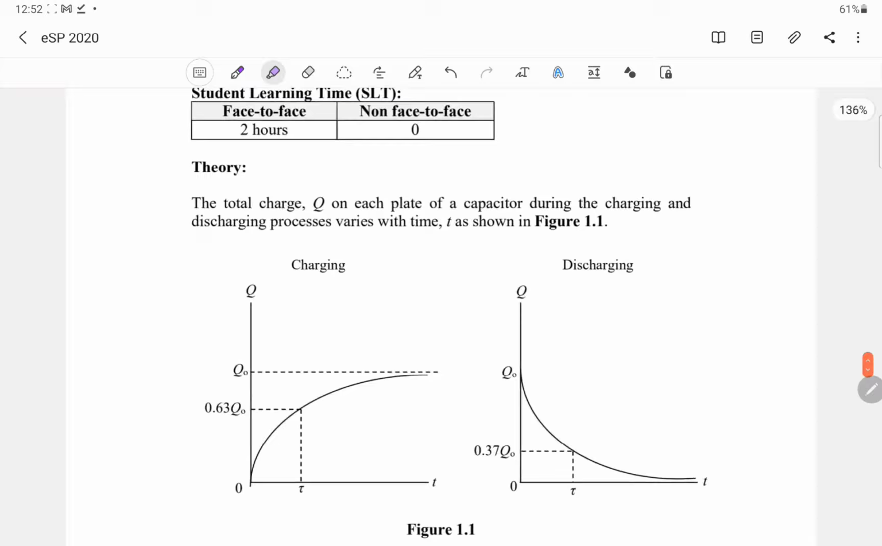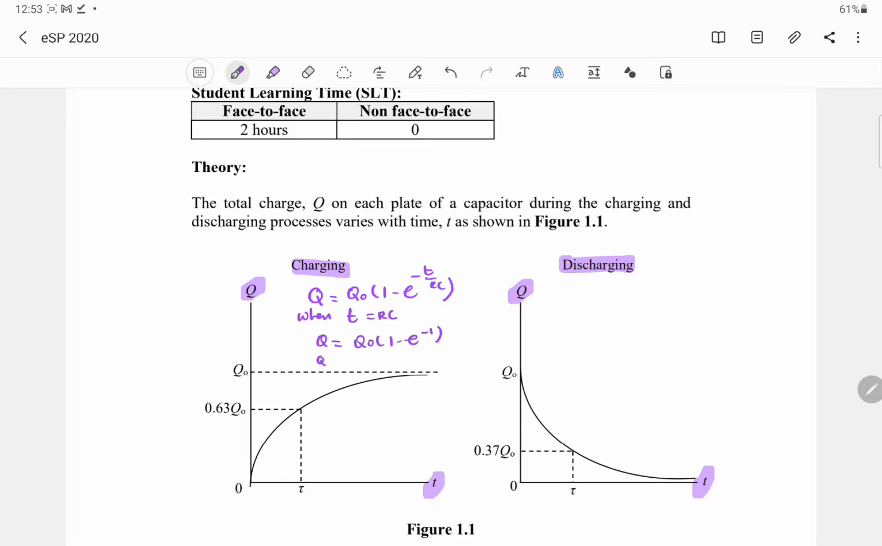So this is the theory for the total charge, Q versus T for the charging process and Q versus T for the discharging process. For the charging process, the equation is Q is equal to Q naught times 1 minus exponent negative T over RC. When T equals RC, we get Q is equal to Q naught times 1 minus exponent negative 1. Use your calculator to find 1 minus exponent negative 1 is 0.63. So this is the graph, 0.63 of Q naught.